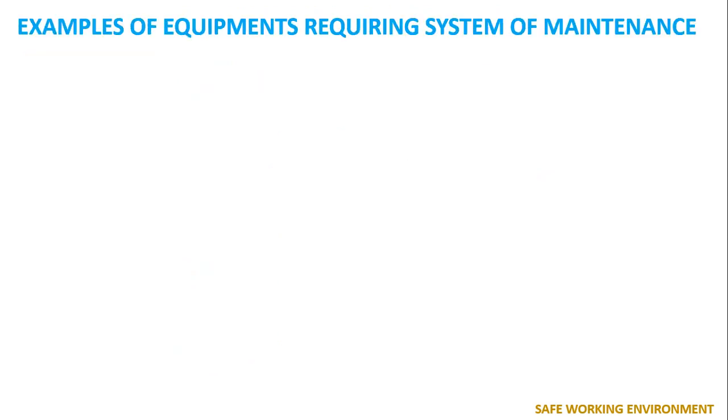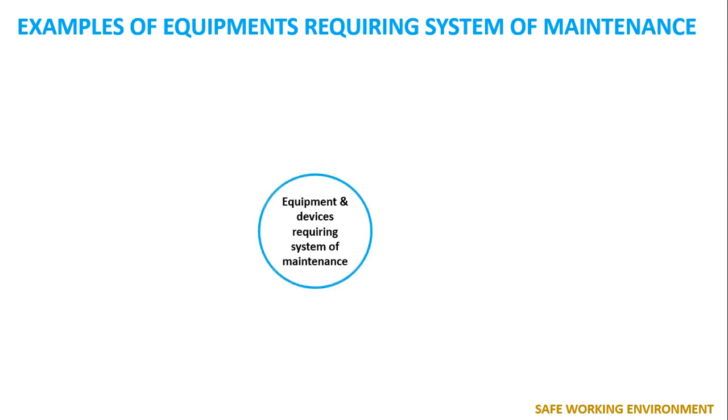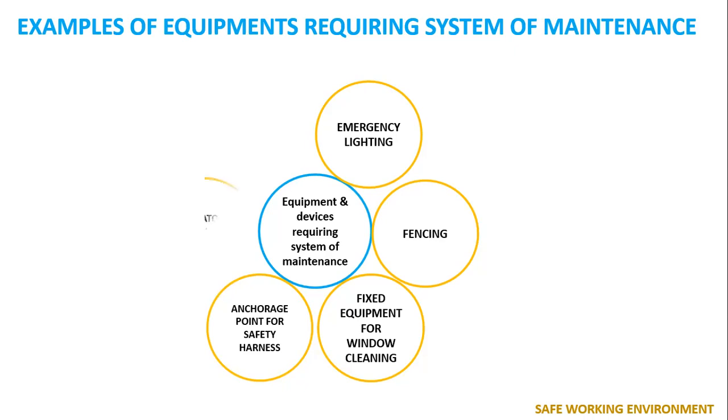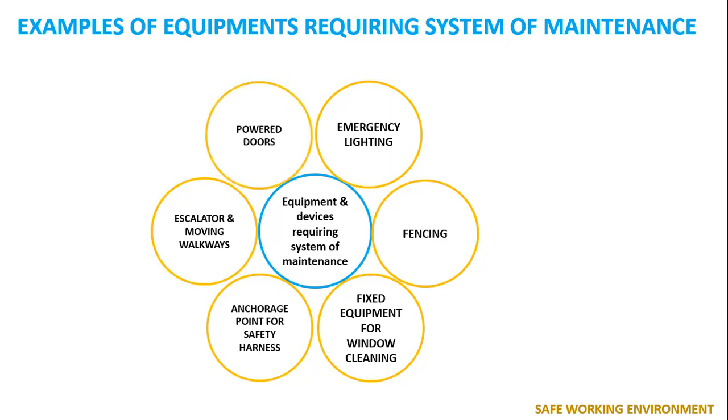Now what are the examples of equipment requiring the system of maintenance? The first example is emergency lighting, then fencing, then fixed equipment for window cleaning, anchorage points for safety harnesses, then escalators and moving walkways, and the power doors. These are a few general examples of the equipment and devices which may require the system of maintenance.